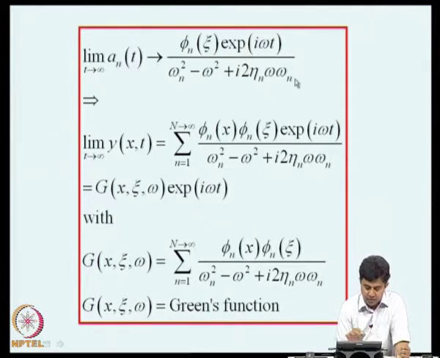Now, if we substitute this solution into the expression for y of x comma t, I get phi n of x into a n of t. Phi n of x is here and the remaining terms are the a n of t which I have derived just now. This summation, I write this solution as g of x comma psi comma omega e raised to I omega t, where g is given by this summation. This function is known as the Green's function for the beam.